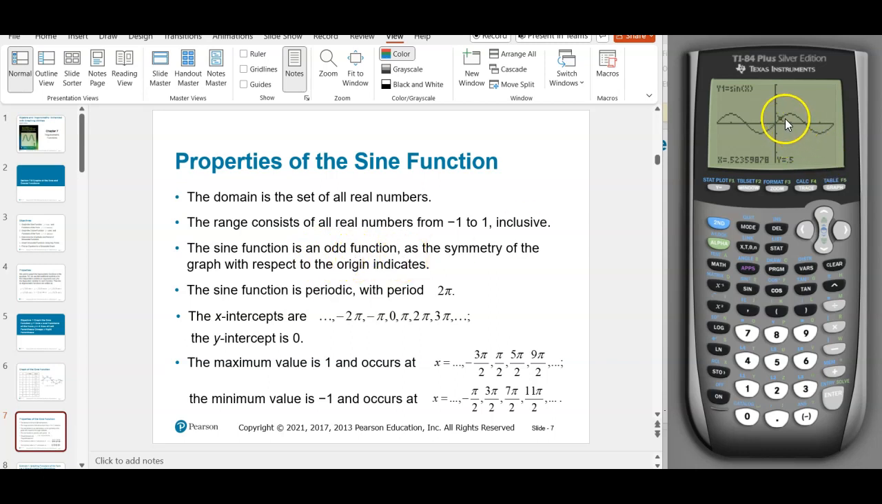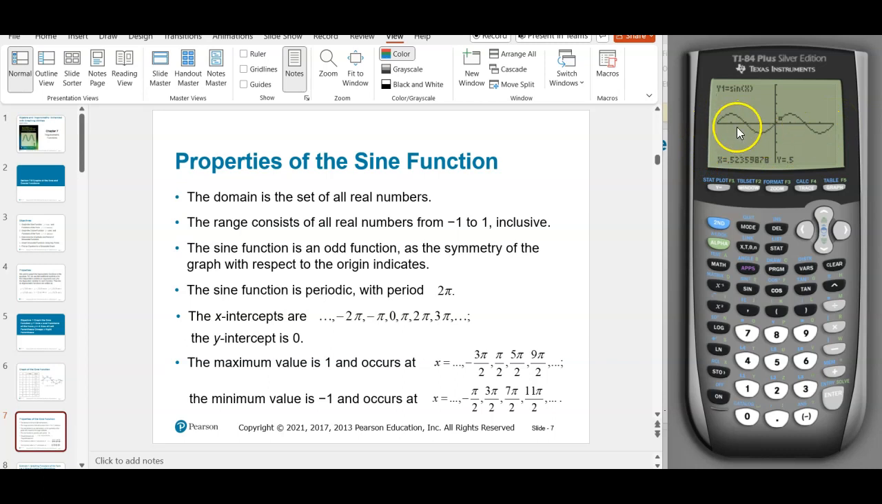So what that means is if positive pi over 6, positive 1/2 is on this graph, then negative pi over 6, negative 1/2 is on this graph. So if you change the x-coordinate to its opposite, you change the y-coordinate to its opposite, and you'll remain on the graph. Period's 2 pi, that's how long it takes to leave the midline, reach the peak, cross the midline again, reach the bottom, and then come back up to the midline where we started.